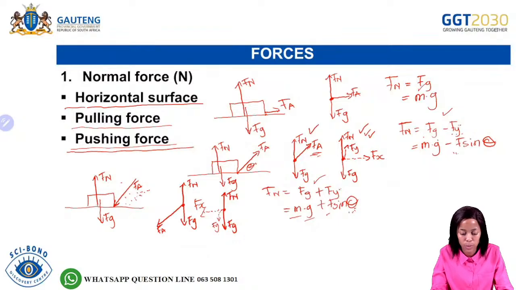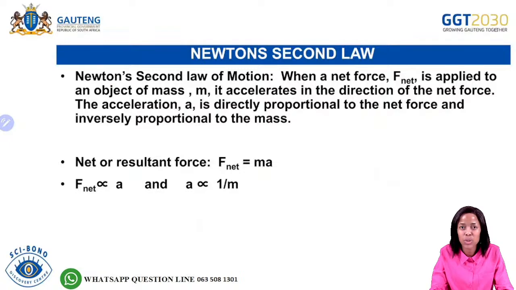Okay, just to remind you again of Newton's second law definition: when a net force, F net, is applied to an object of mass m, so again according to the data sheet, the object will do what? It will accelerate in the direction of the net force, and the acceleration a is therefore directly proportional to the net force and inversely proportional to the mass.